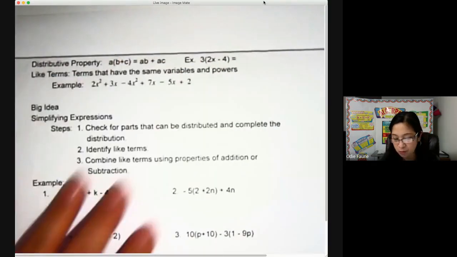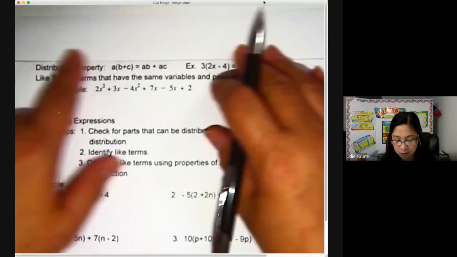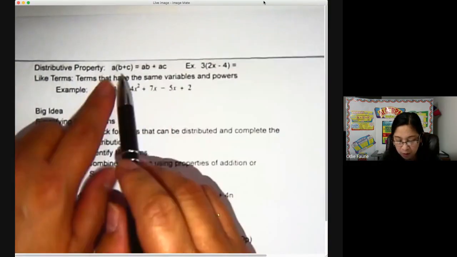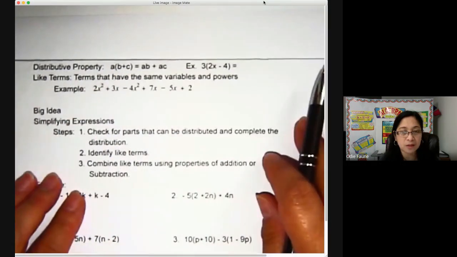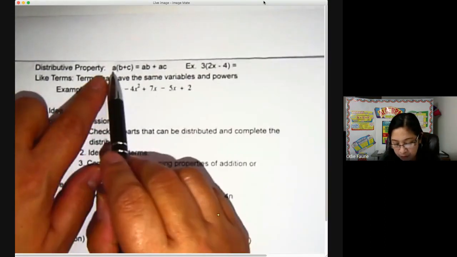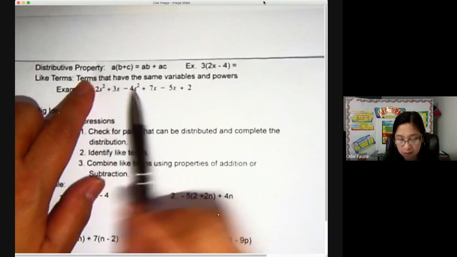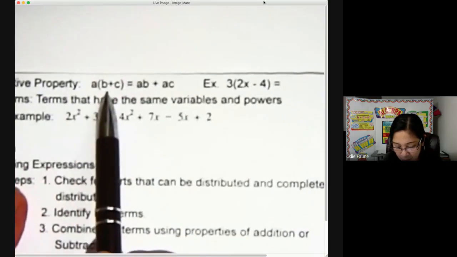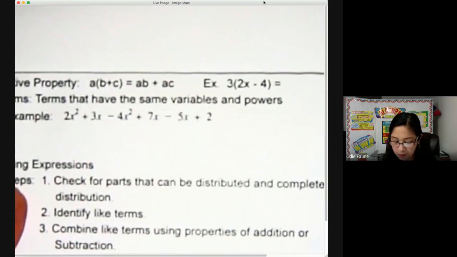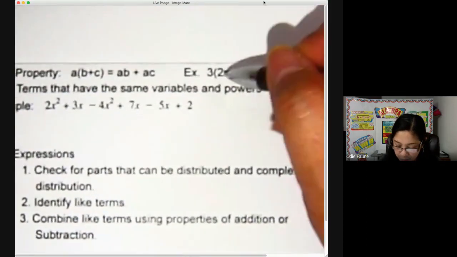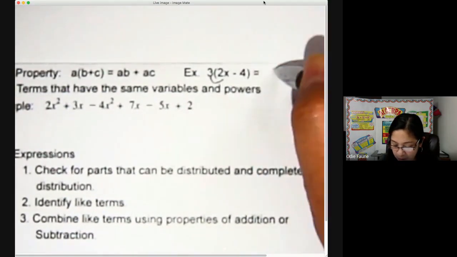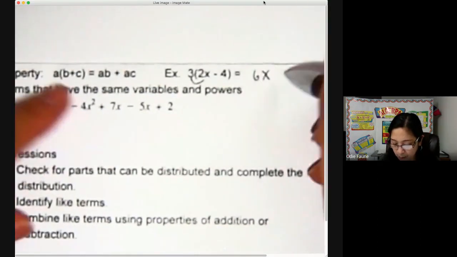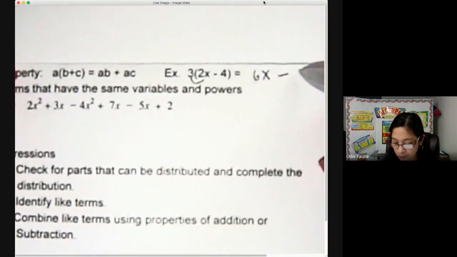Distributive property. So you will use the distributive property. There are times that the given is parentheses and there's a number outside. So what is a distributive property? You have to distribute. Distribute means to multiply. So multiply here. A times B plus A times C. So example of that is this. We have 3 times 2 is equal to 6. And there's an x, so we put the x. 3 times 2x is 6x minus 3 times 4 is 12.